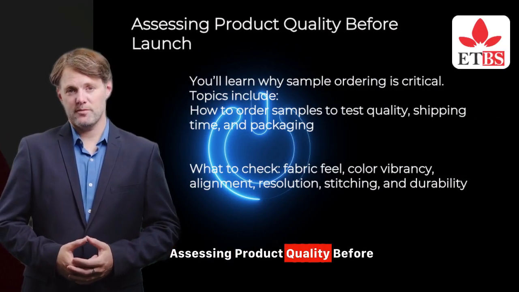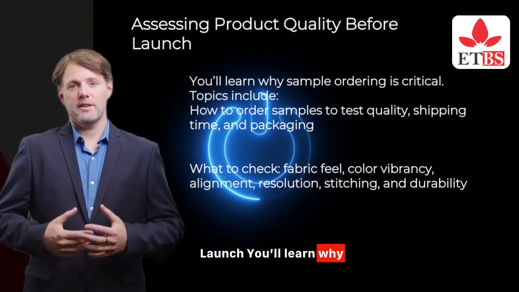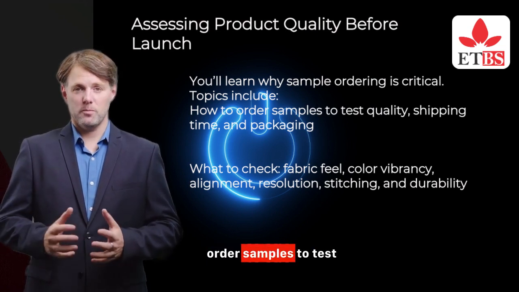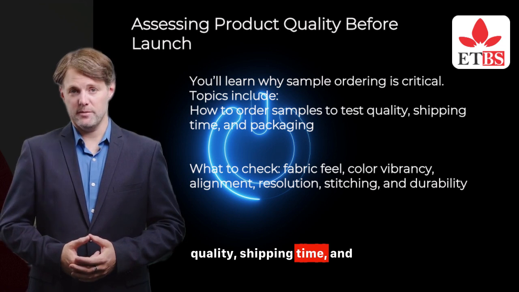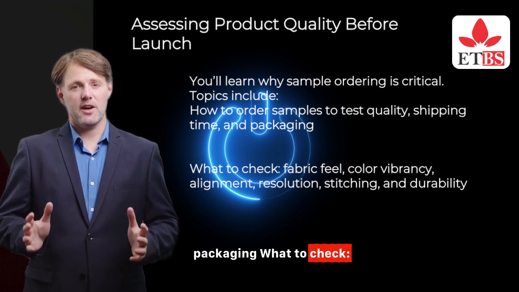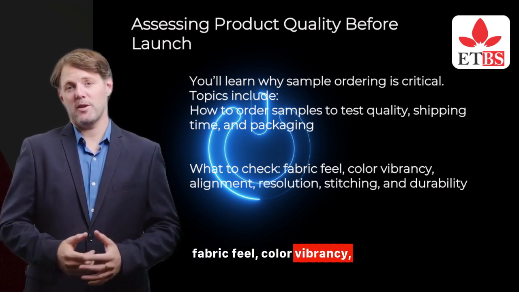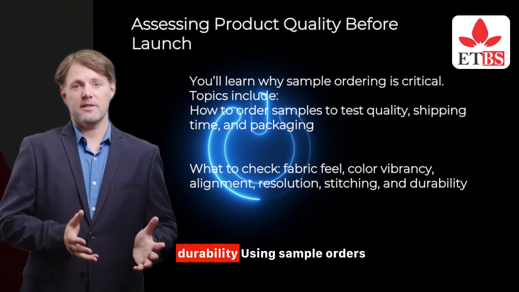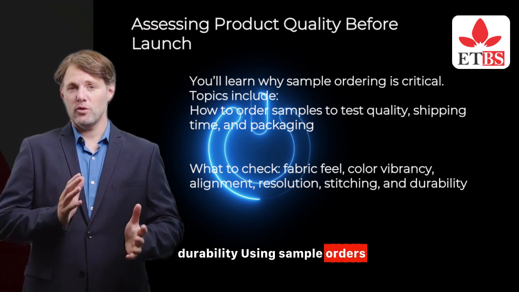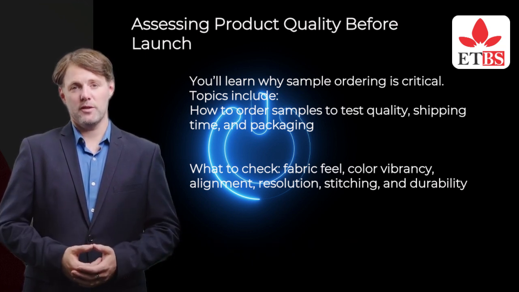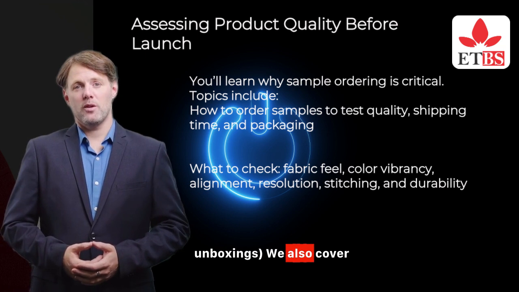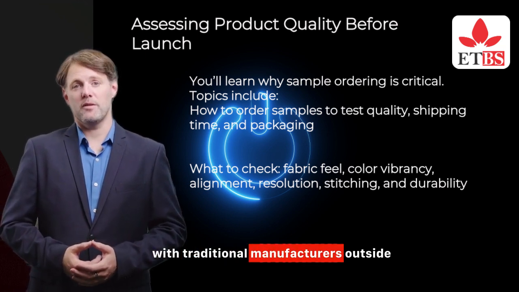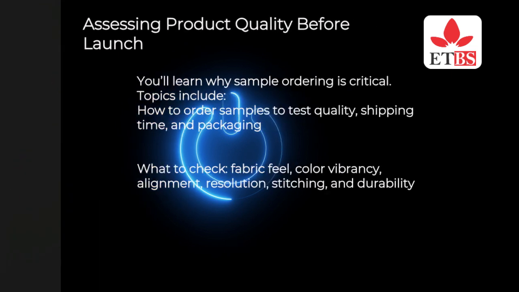Assessing product quality before launch. You'll learn why sample ordering is critical. Topics include how to order samples to test quality, shipping time, and packaging. What to check: fabric feel, color vibrancy, alignment, resolution, stitching, and durability. Using sample orders for content creation, mock-ups, unboxings. We also cover how to negotiate or test smaller batch runs with traditional manufacturers outside POD.